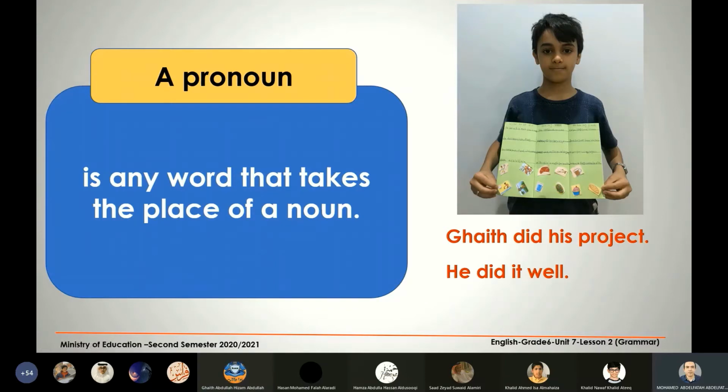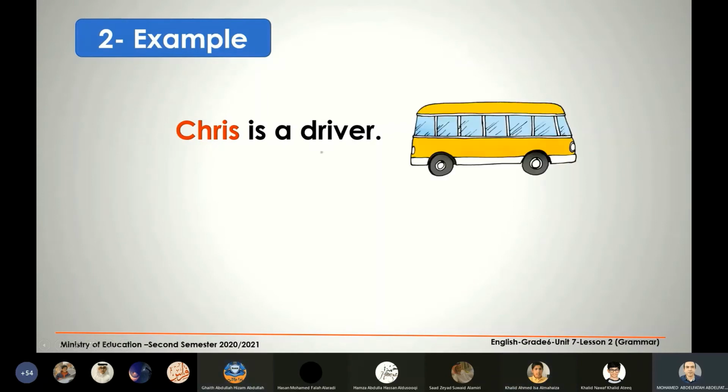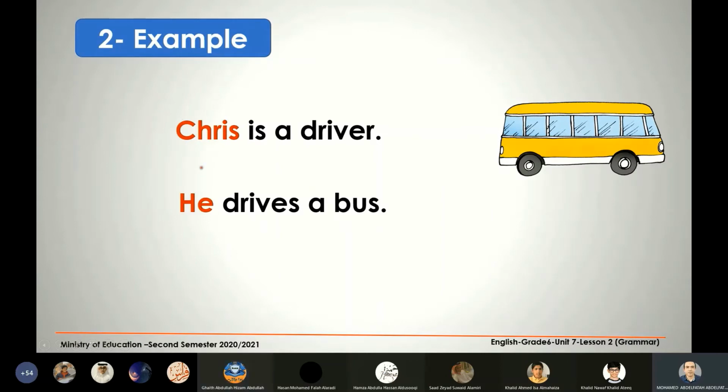So students, now I think you know what we are going to learn and study today. Today we are going to learn about the pronouns. Pronouns are words that replace the nouns. So another example. Look here students. Chris is a driver. Who is a driver? All students in the class, the question is, who is the driver we are talking about? Chris. Yeah, Chris is the subject of the sentence. We can replace the subject with a pronoun. The pronoun here is what?